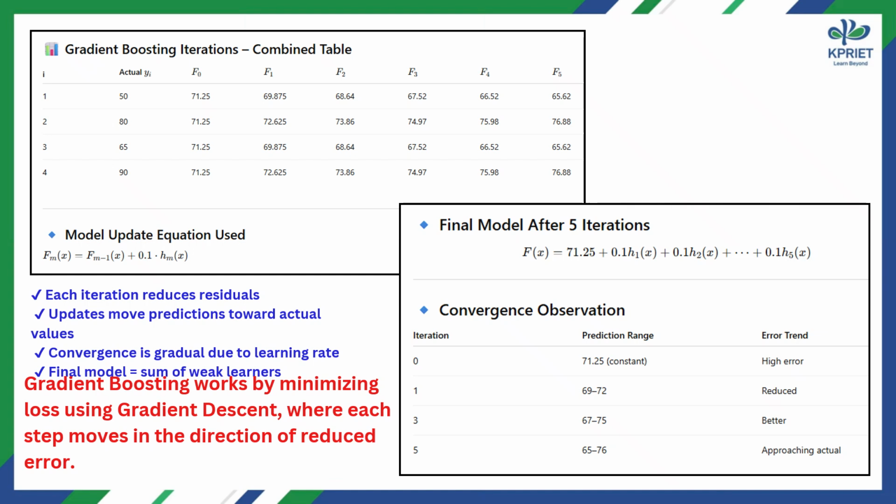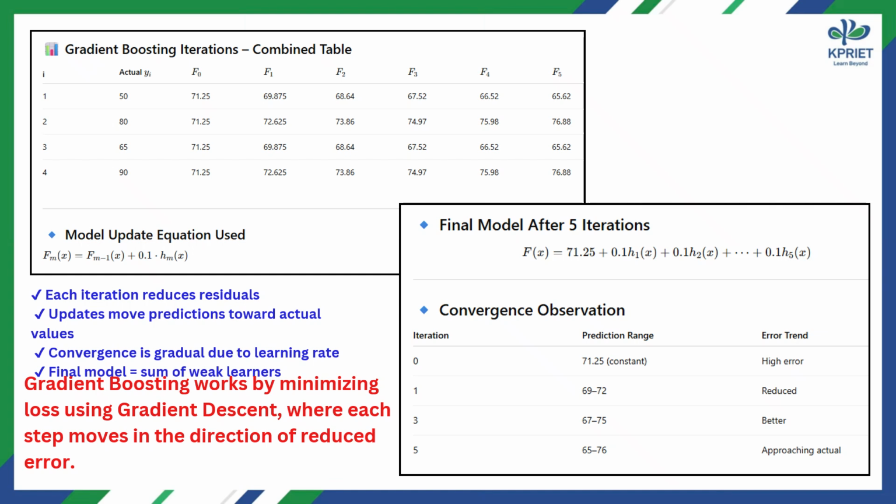By the convergence observation, we can find that 71.25, which is a constant, is a high error, and 69 to 72 is a reduced error. 67 to 75 is a better value for your apartment, and 65 to 76 is approaching the actual value.